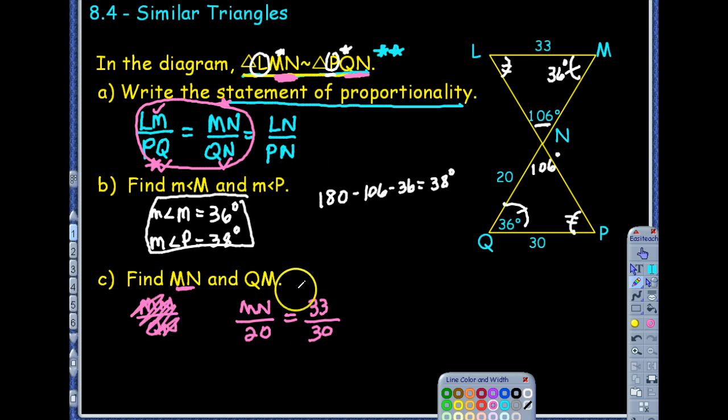Notice again how she set it up. Make sure things are corresponding, matches up. So you go and cross multiply. So 30 MN is going to equal, let's see, that'll be 660. Yep, 660. Divide by 30. So MN is 22.